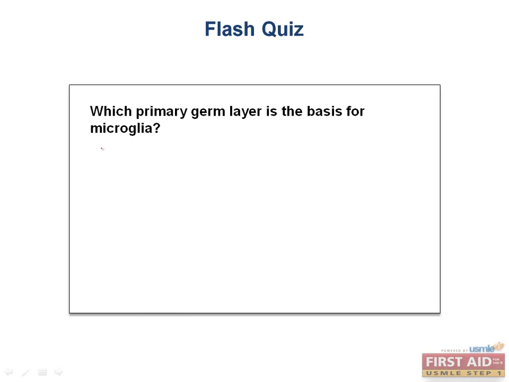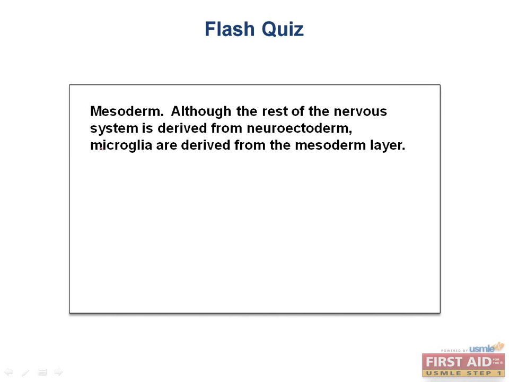Alright, time for a flash quiz. Which primary germ layer is the basis for microglia? The answer here is the mesoderm. Now, the rest of the nervous system is derived from the neuroectoderm, but you really need to remember that microglia come from the mesoderm layer. They both start with M, so you can use that as a sort of mnemonic.